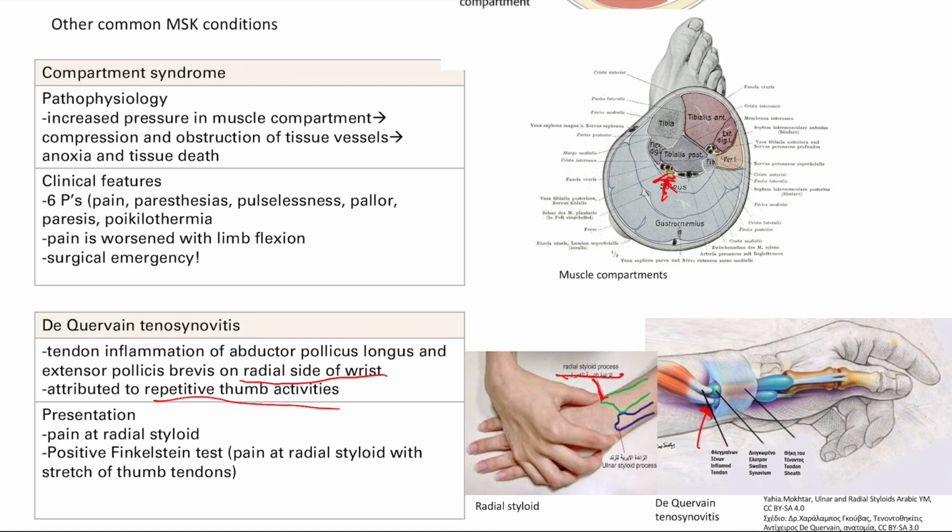So that's it for this part, compartment syndrome and the Quervains Tenosynovitis.